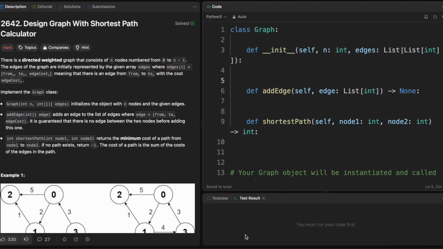Hey everyone, welcome back. And today let's solve another Leetcode problem. So today let's solve Design Graph with Shortest Path Calculator.